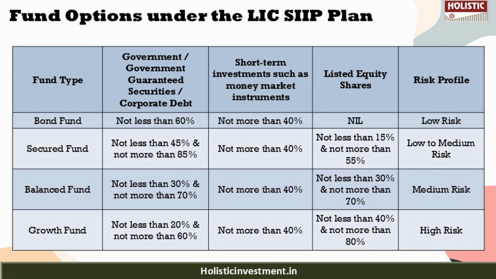Now let us take a look at the fund options available in this policy. There are 4 fund options available, which are bond fund, secured fund, balanced fund and growth fund. According to the percentage of allocation they have to asset classes like government securities, short-term investments like money market instruments, or listed equity shares, these funds are categorized in the tabular column, and also according to the risk profile each fund option has.